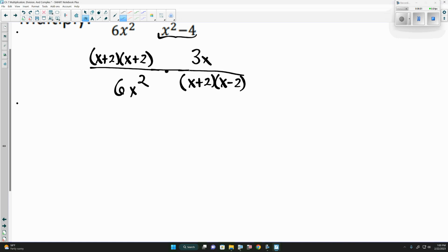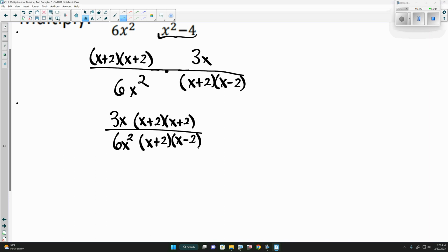Now if we wanted to, we could connect these and simplify the x plus 2's. Or we can move the monomials, our greatest common factors, as individual terms out front, multiplying with our sets of parentheses, x plus 2 and x plus 2 on top. We have x plus 2 and x minus 2 on bottom.